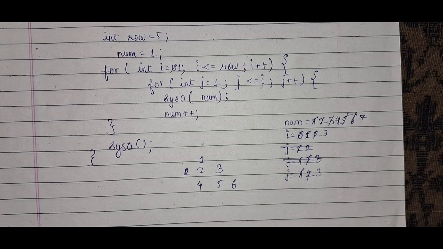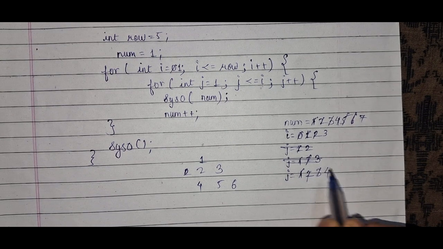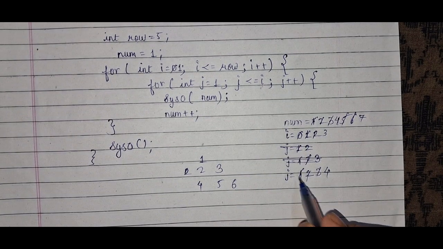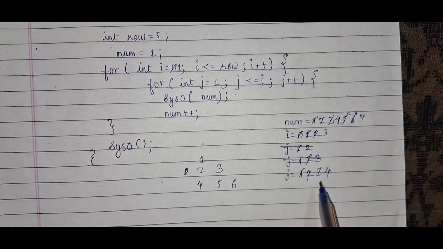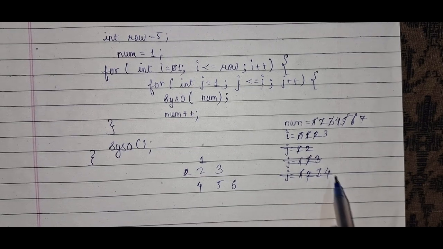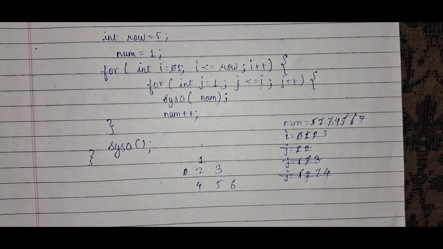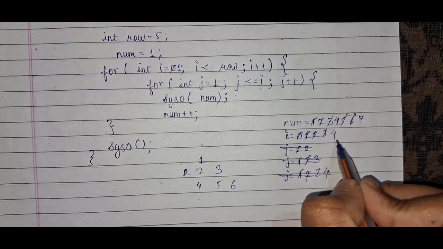Now j's value gets updated again. Now j's value has become 4. Now it will check the condition: is 4 less than or equal to 3? The condition will be false and the inner loop gets terminated. After the inner loop gets terminated, it will go to the next line. Now here i's value gets updated. i's value has become 4 now.